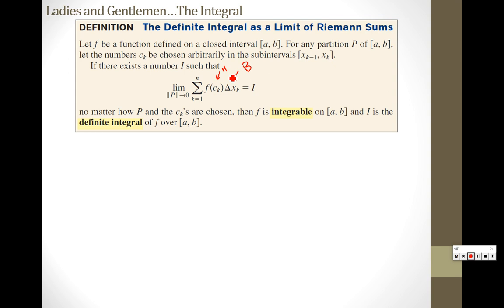And then there's this thing sitting out front going, limit as the norm goes to 0. That means we're going to move that widest rectangle towards 0. That's the same as saying we're going to go to an infinite number of rectangles. We're just going to make sure that thing goes closer and closer to 0. Smaller and smaller rectangles. As we go smaller and smaller, if we head towards an answer, that thing we'll call the integral. It'll be the number of the area.